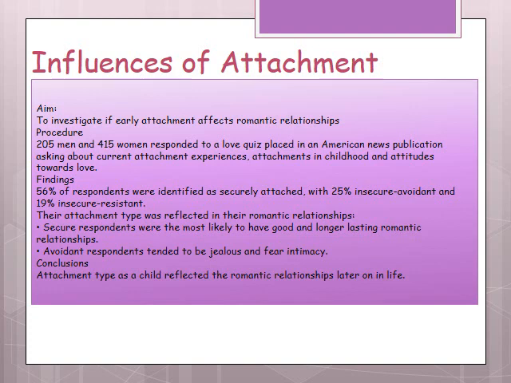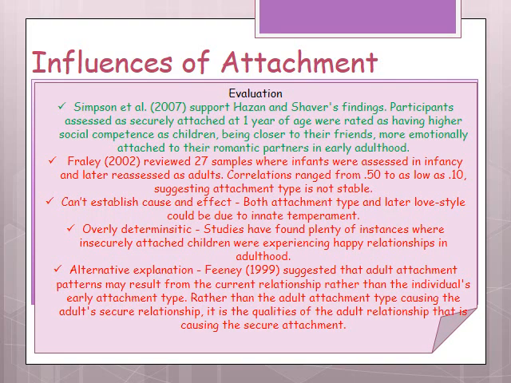So securely attached individuals were most likely to have good and longer lasting romantic relationships. Avoidants tended to be the most jealous and fear intimacy. So they concluded that attachment type as a child is reflected in romantic relationships later on in life. Simpson et al. supports Hazan and Shaver's findings. So they assessed those securely attached at 1 year of age, who were then rated as being more socially competent as children, being closer to their friends, and having emotional attachments to their romantic partners later on.